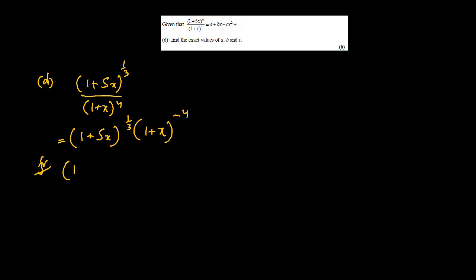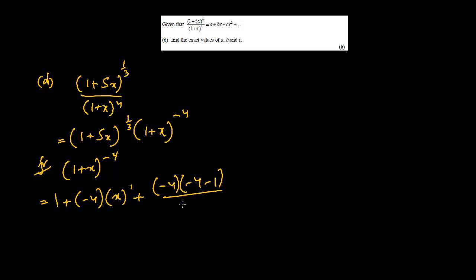For (1 plus x) to the power minus 4, it is going to be 1 plus minus 4 x plus minus 4 into minus 5 divided by 2 into 1, x squared, and I'm not going to expand any further because they have told us to expand up to x to the power 2. So if we simplify this, it would be 1 minus 4x, and minus 4 into minus 5 is 20, 20 divided by 2 is 10, plus 10x squared.